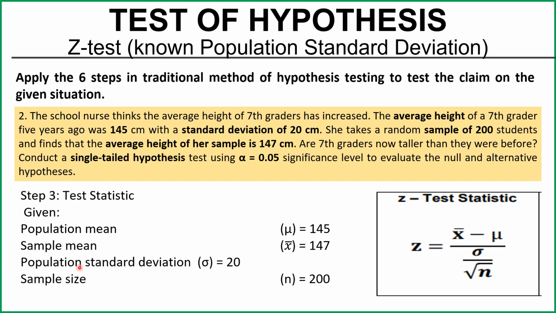For our population standard deviation, or our standard deviation, it is 20, therefore sigma is 20. And of course, our sample size is 200 students. So, upon substituting this given into the formula, your answer in your assignment should be positive 1.41.